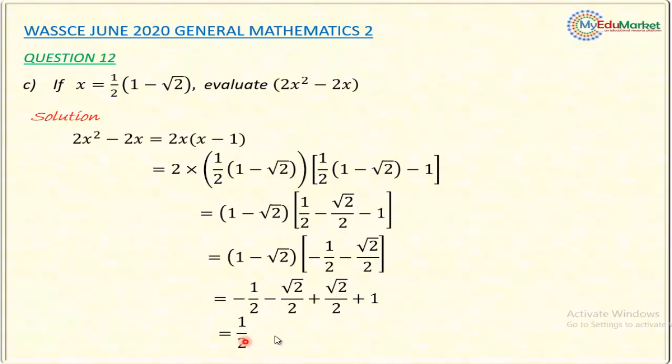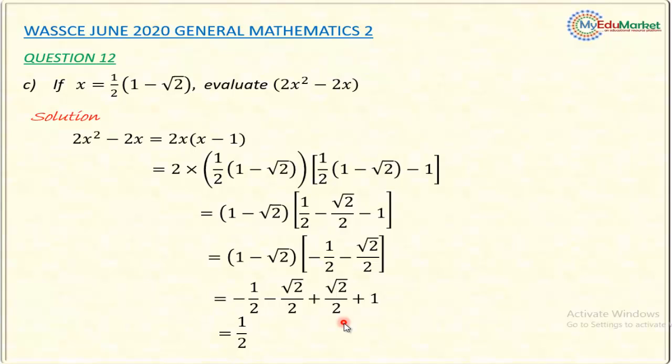So I'll collect like terms: minus half plus 1 will be half, so I'm going to have half here. But minus root 2 over 2 plus root 2 over 2, minus plus, they are the same, just like minus 2 plus 2, it will change it to 0. So you have in the end 1 over 2. With this I have answered this very question.